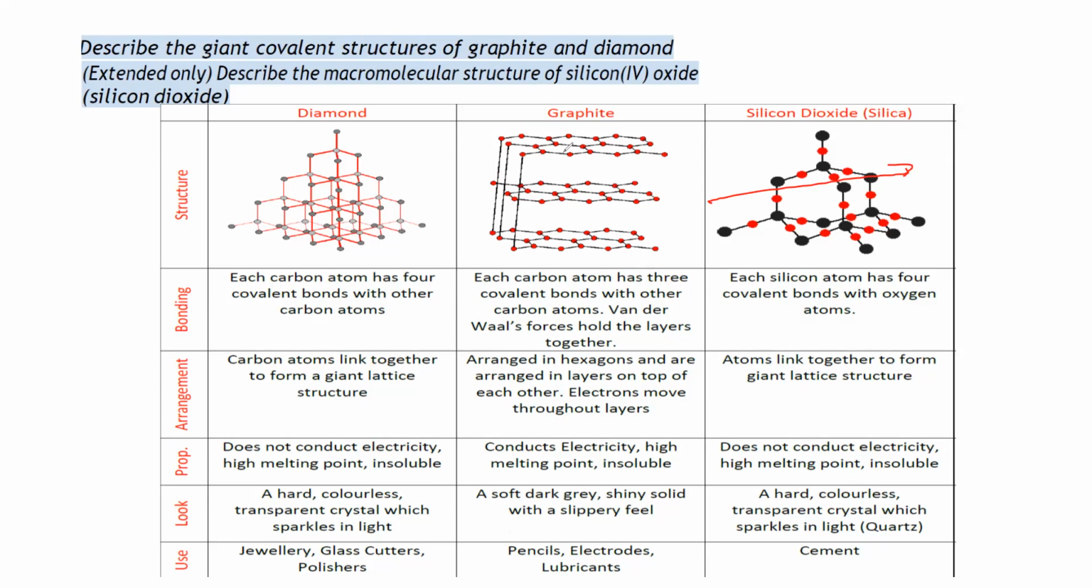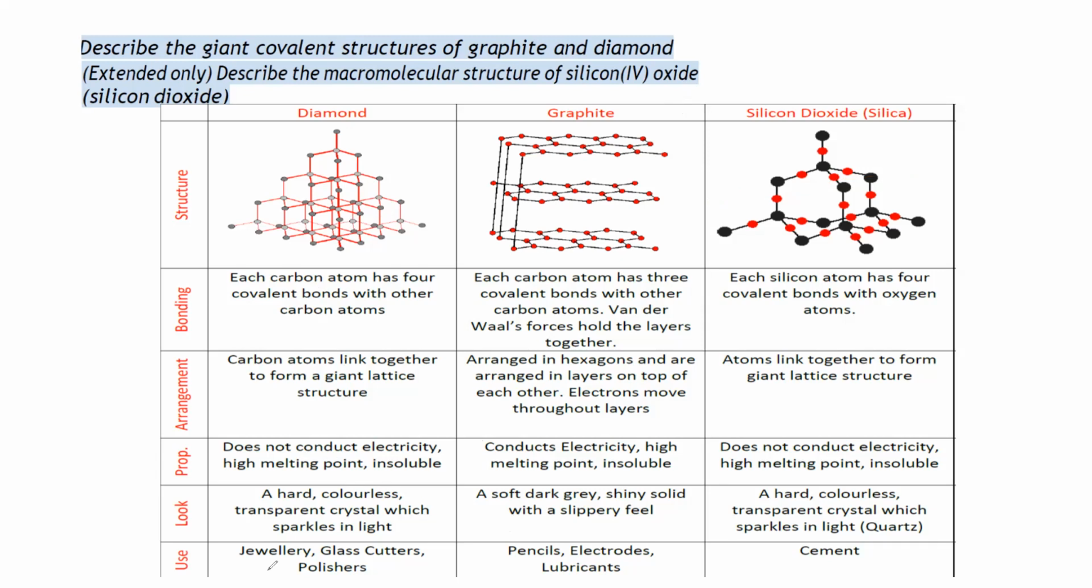Is this table clear? Any question or doubt related to this whole table? It is very important from an exam point of view that you should be able to relate the structure with the properties and the uses of each.